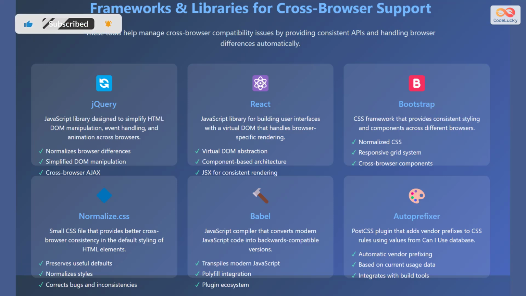Babel is a JavaScript compiler that converts modern JavaScript code into backwards compatible versions. It transpiles modern JavaScript, integrates polyfills, and has a plugin ecosystem. Autoprefixer is a PostCSS plugin that adds vendor prefixes to CSS rules using values from the Can I Use database. It provides automatic vendor prefixing based on current usage data and integrates with build tools.